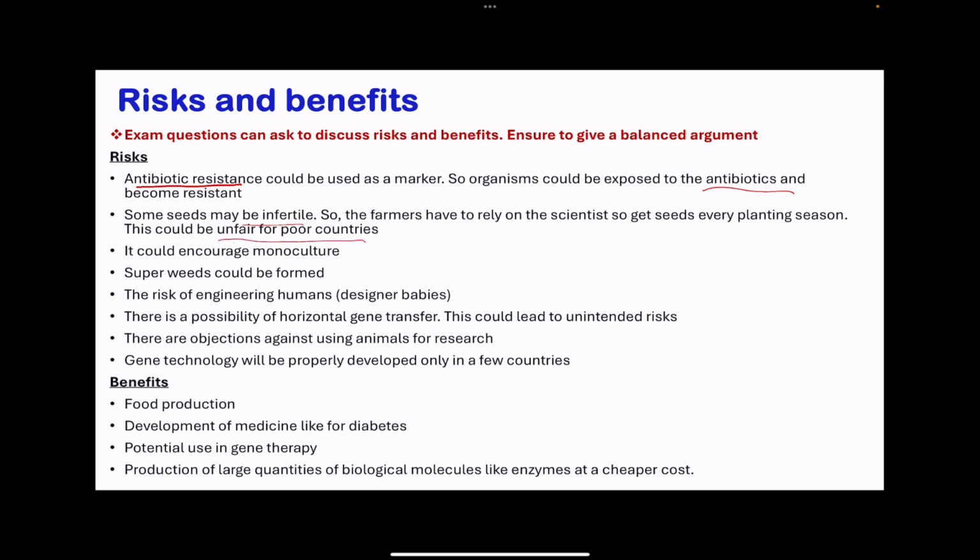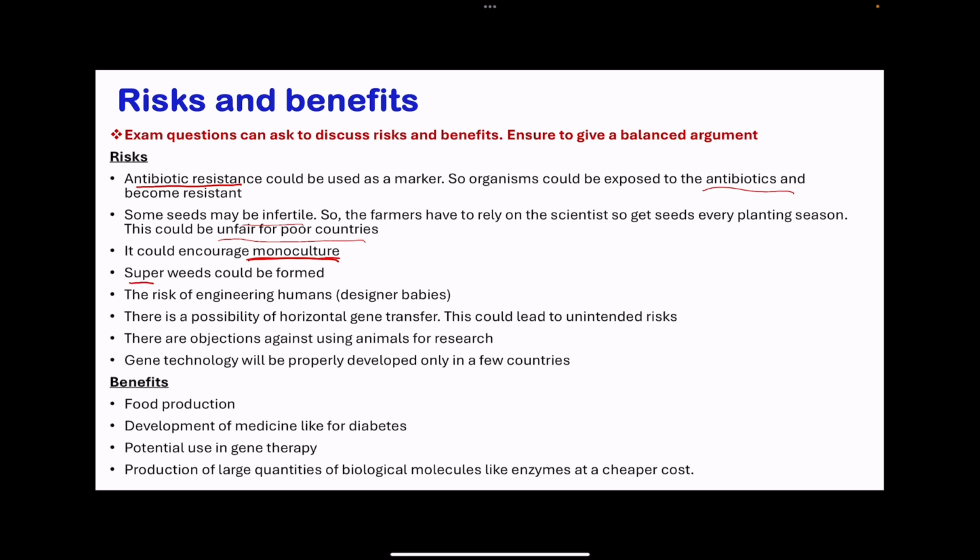It could also encourage monoculture. This is because if one plant is successful and many consumers like it, then other plants will not be cultured, and that is going to lead to the extinction of certain species of plants because one specific plant or crop is going to be grown.